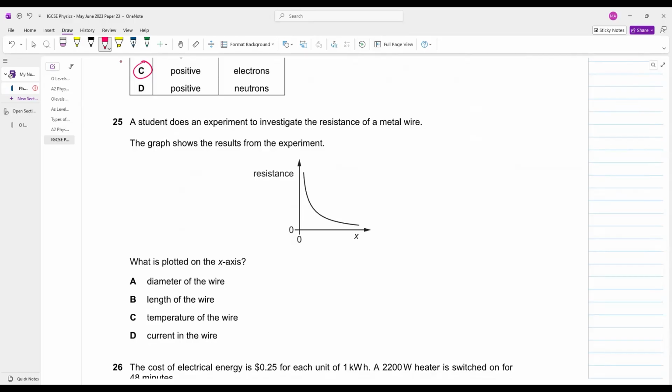A student does an experiment to investigate the resistance of a metal wire. The graph shows the result from the experiment. What is plotted on the x-axis? Beta, do you remember resistance was inversely proportional to area, right? So what can we plot on the x-axis? On the x-axis we can plot area. We can also plot a term related to area, that is diameter.